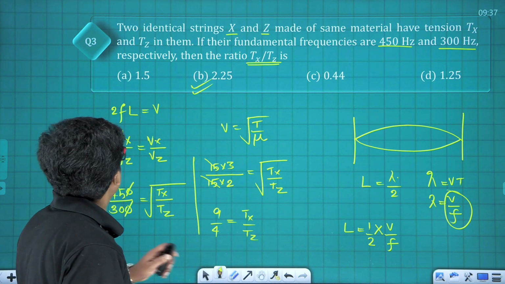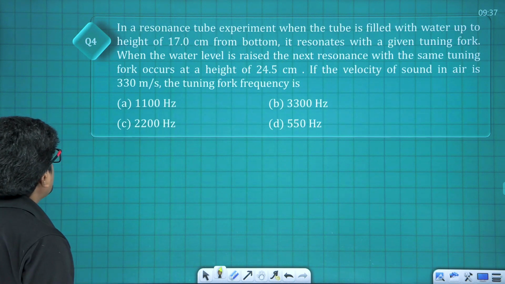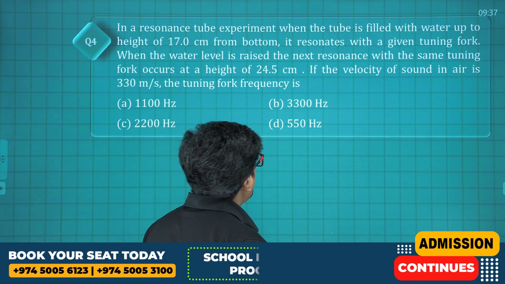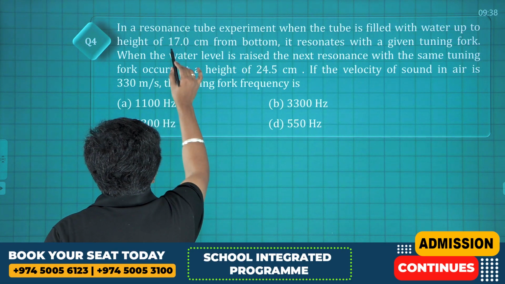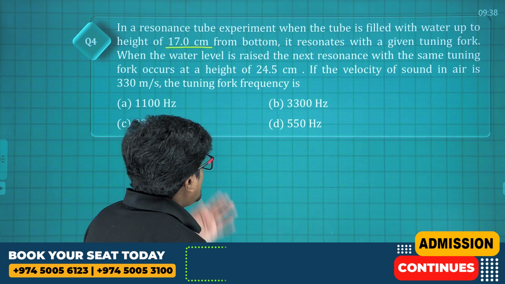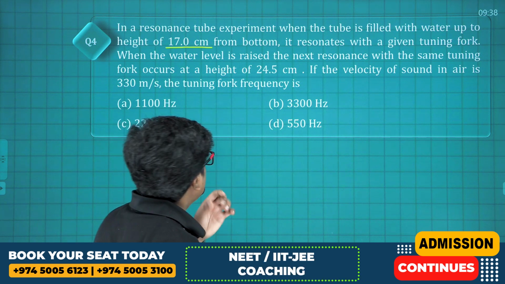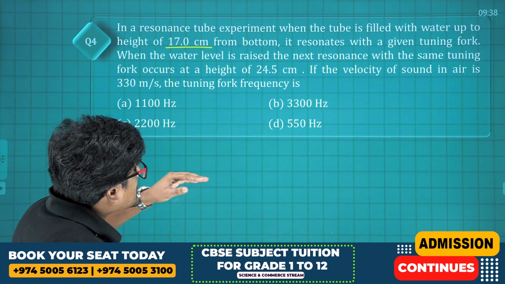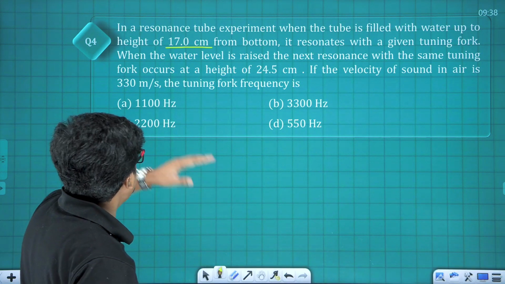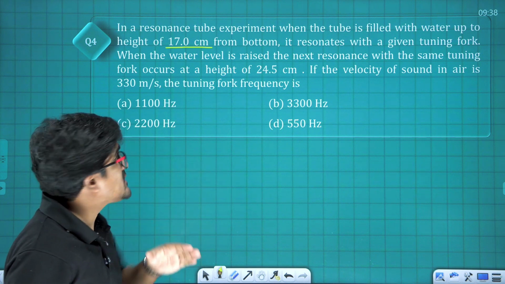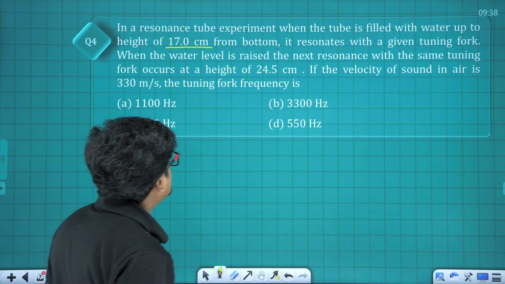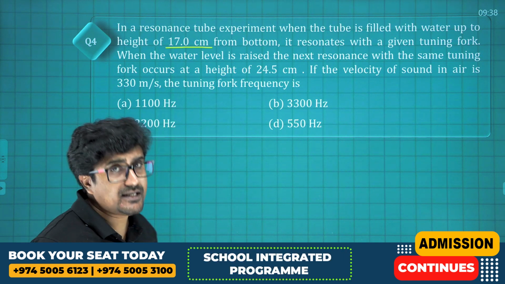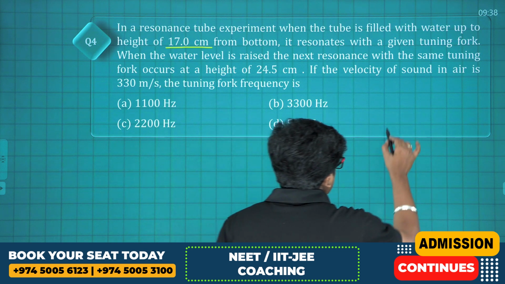Alright, now let's move to the next, that is question number 4. Question number 4 says, in a resonance tube experiment, when the tube is filled with water up to a height of 17 centimeter from the bottom, it resonates with a given tuning fork. When the water level is raised, the next resonance with the same tuning fork occurs at a height of 24.5 centimeter. If the velocity of sound in air is 330 meter per second, the tuning fork frequency is. Let's understand the situation here first.